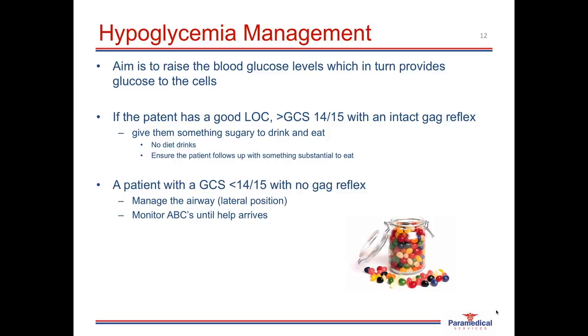And then for any patient with a GCS of less than 14 with no intact gag reflex, we don't want to give them anything sugary to eat or drink because this increases the chance of them getting an airway obstruction. And what we need to do in these patients is manage the airway appropriately. This can be achieved by placing the patient in the lateral position, monitor their airway, breathing, and circulation until help arrives.